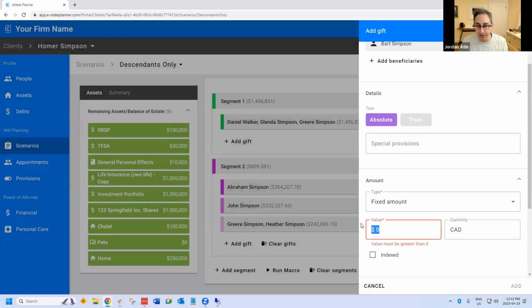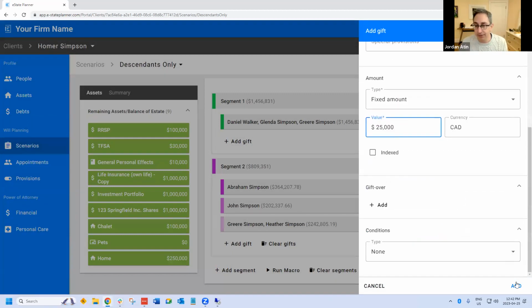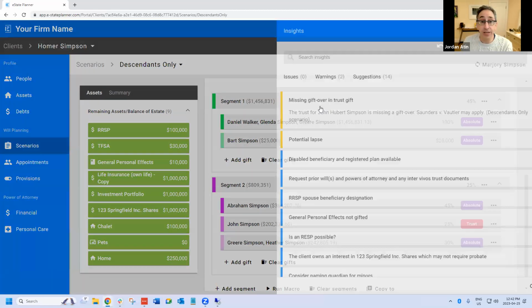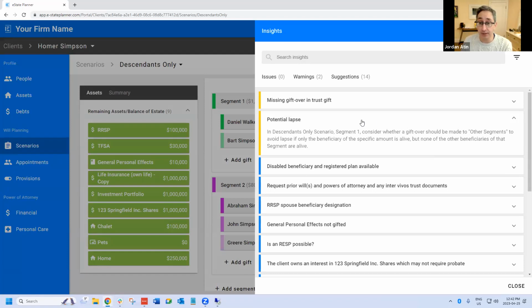I want a fixed amount of $25,000. So it's a legacy. Okay. Now, eState would see this and say, hold on a second. What happens if Bart's alive, but Daniel, Glenda, and Greer are not? So you'll see a potential lapse here.